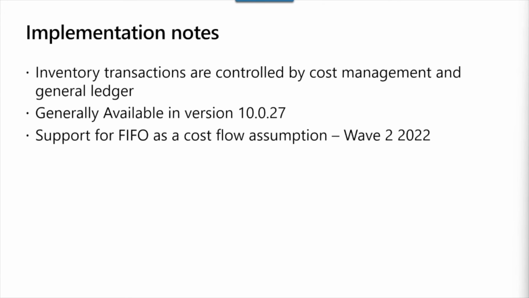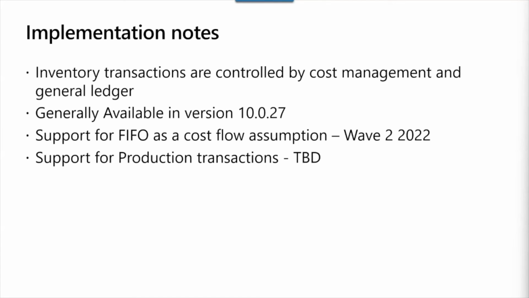From a roadmap perspective, the next cost flow assumption that is on the list with the highest priority is support for FIFO, or first in, first out. That's currently slated for Wave 2 of 2022. We're also looking to add support for production transactions. We don't have a specific time frame on that, but it is planned to add production support for this add-in.